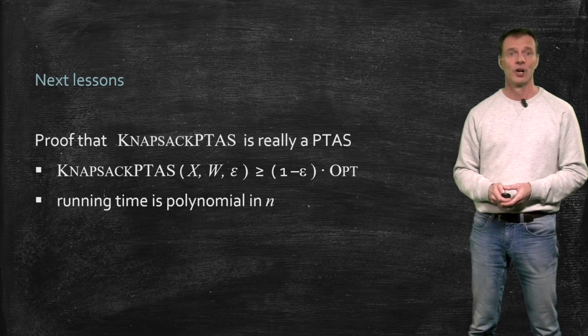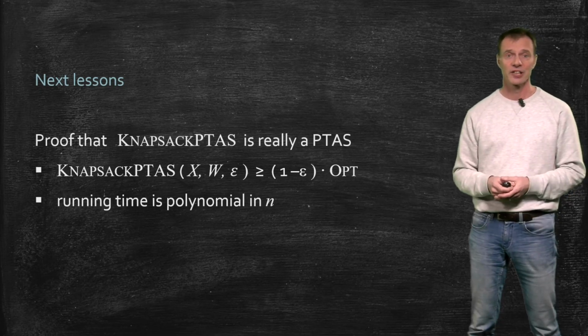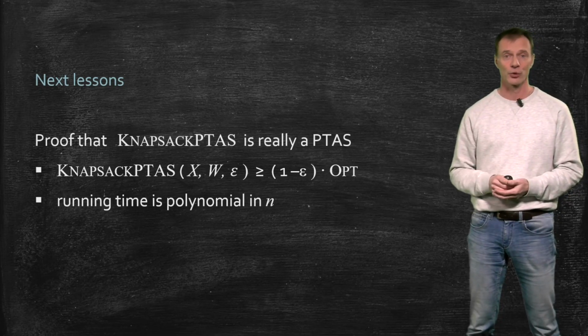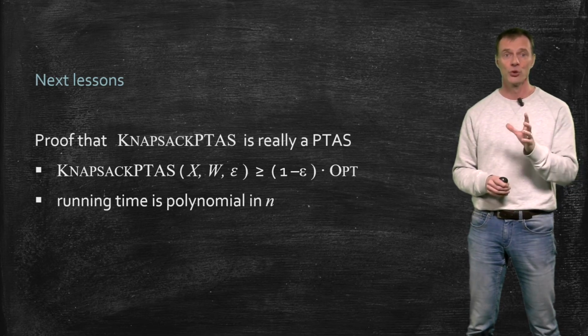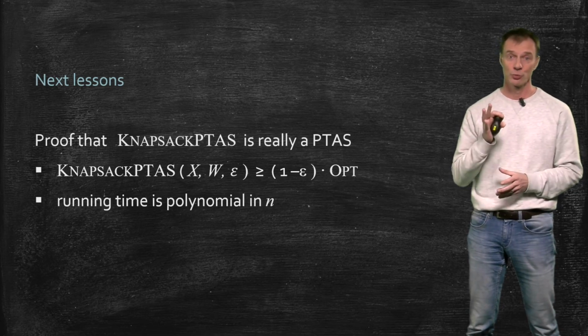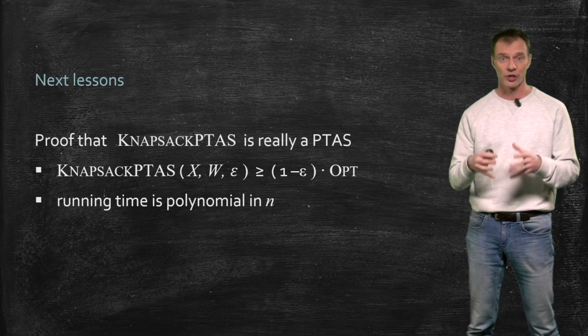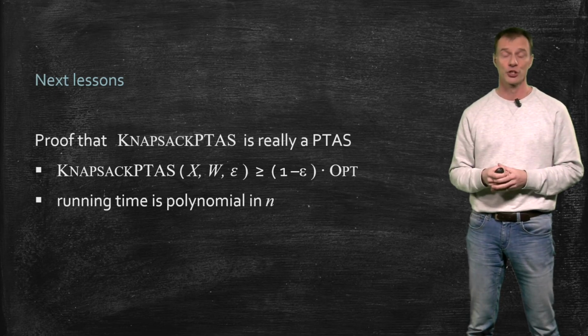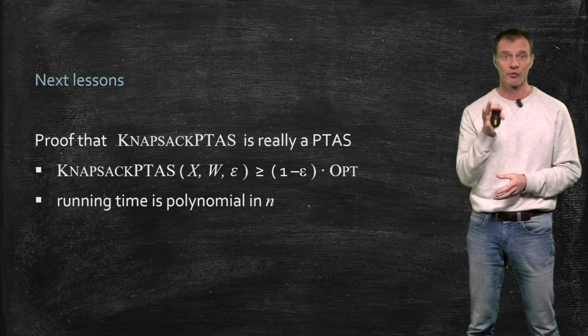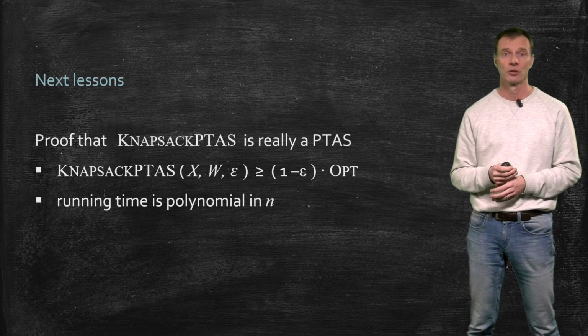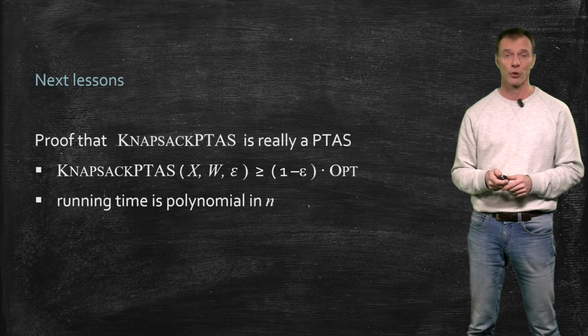What we'll do in the next lesson is analyze this algorithm and prove that it's a PTAS. To prove that it's a PTAS, we need to prove two things. First of all, that the quality of the solution is good, in other words, that the value is at least 1 minus epsilon times opt. And also, we need to prove that the running time is polynomial in n.